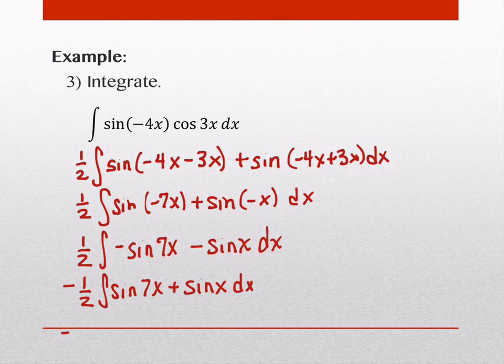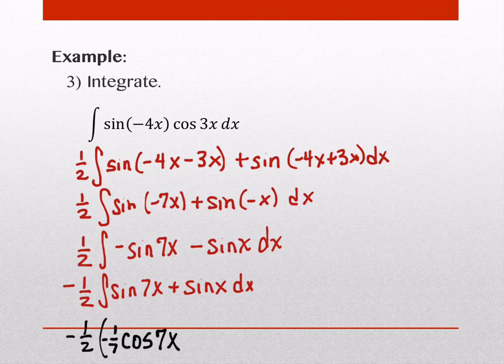Okay then, what in the world is the antiderivative of sine? Cosine or negative cosine? It's negative cosine. Yeah, antiderivative. And I get the 7x. What am I missing? The 1/7. So I have negative 1/7 cosine 7x.